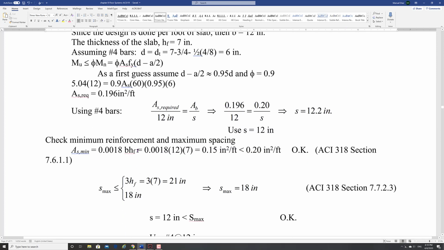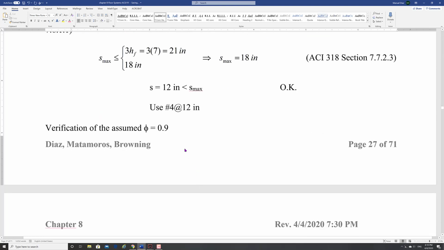The minimum value, we check it, and we satisfy minimum, right? The spacing is 18, we got 12, so we're good. Okay. So number 4 is at 12 works.